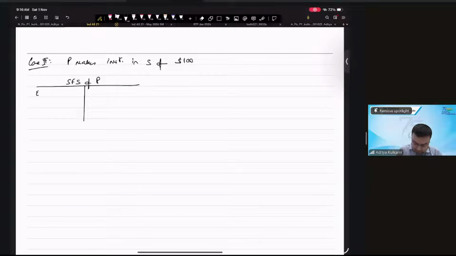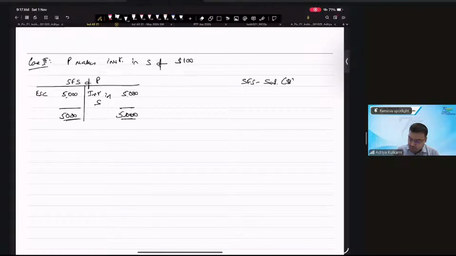it looks something like this. Equity share capital 5,000. On the same date, I have made investment in subsidiary 5,000. Correct? This is how it looks. All right. And then in separate financial statement of the subsidiary, it will appear as equity share capital 100 and bank 100. Any doubt so far?